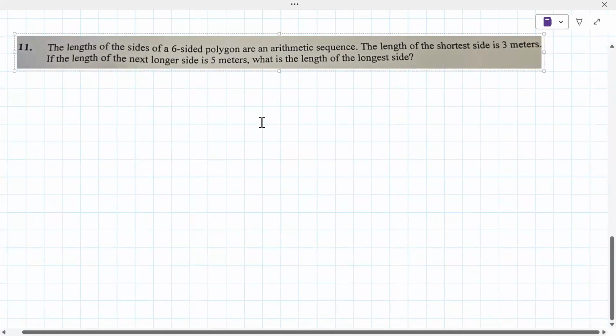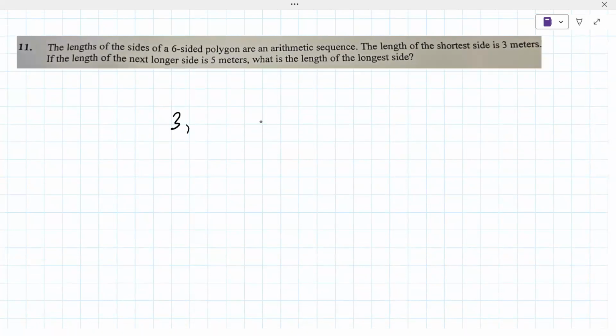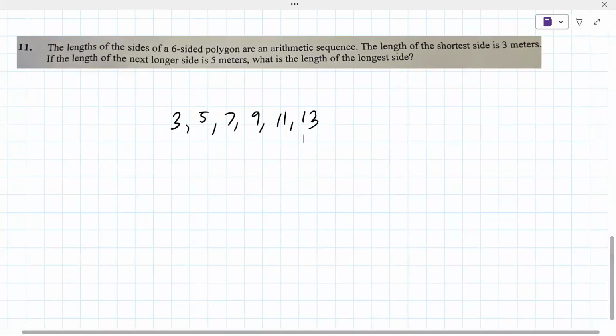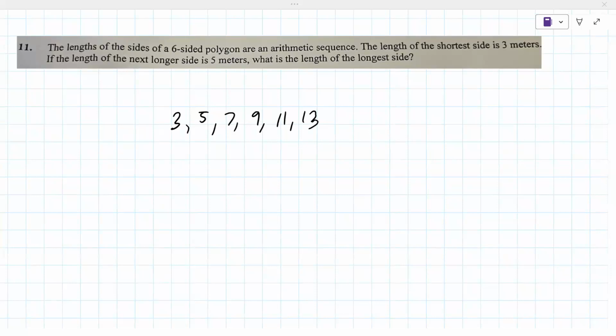Next longest side is 5 meters. So this one is small enough that you can just sit here and write out the pattern. But if you couldn't, I don't know what to tell you. So yeah, that worked. That's just fine.